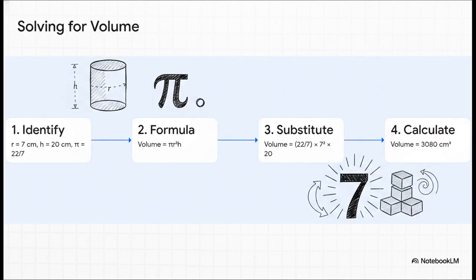First, identify what we have. Radius r is 7 centimeters, height h is 20 centimeters, and we're told to use 22/7 for pi. Next, we use our volume formula, pi times r squared times h. Now we substitute everything in, so we get 22/7 times 7 squared times 20. And look at that, since the radius is 7, the calculation gets really easy. One of the 7s cancels out, leaving us with 22 times 7 times 20. Do the math, and we get our answer, 3,080 cubic centimeters.